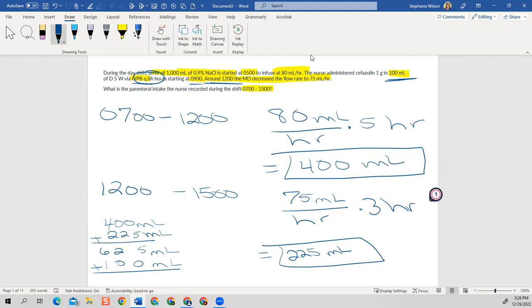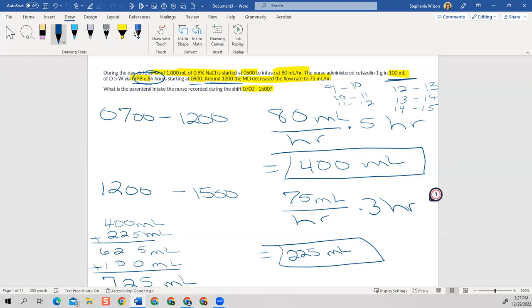So from 0900 to 10, 10 to 11, 11 to 12, 12 to 13. So we got 1, 2, 3, 4, 13 to 14. That's 5, 14 to 15. So no, it didn't happen again during this shift. So we're just going to add this one up. So that's a total of 725 milliliters. And that is going to be my answer.